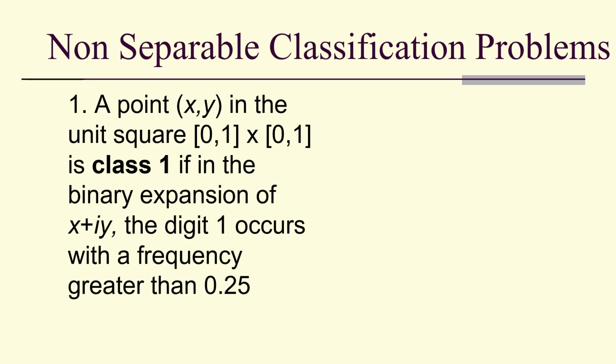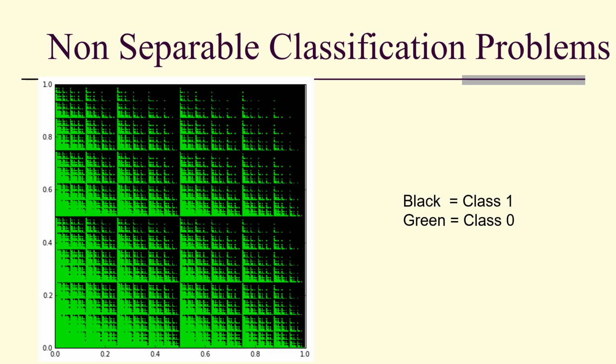So you've got a point x, y in the unit square, and you look at it as x plus iy, a complex number, and then you expand it into a binary expansion. If in the binary expansion the digit 1 occurs with a frequency greater than 0.25, then we call it class 1, otherwise it's class 0. And that's what this data looks like.